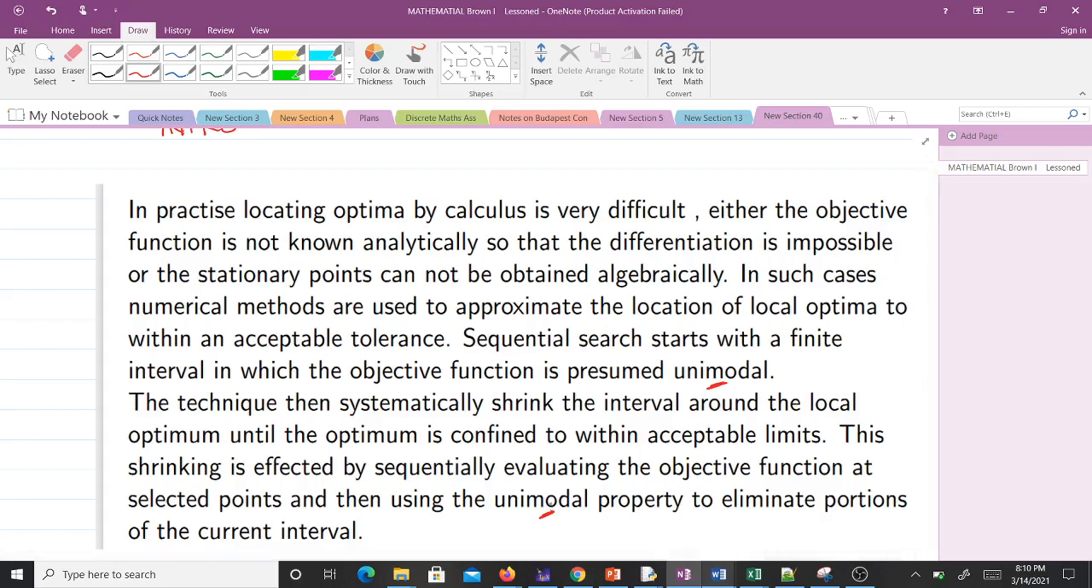So what this means is that sometimes, depending on the objective function we have, differentiation might be impossible. So that means we can't use the classical methods we know. So in this case, we employ the use of numerical methods. So we always have our solution within a finite interval. Then we keep on reducing the interval until we find the best solution.